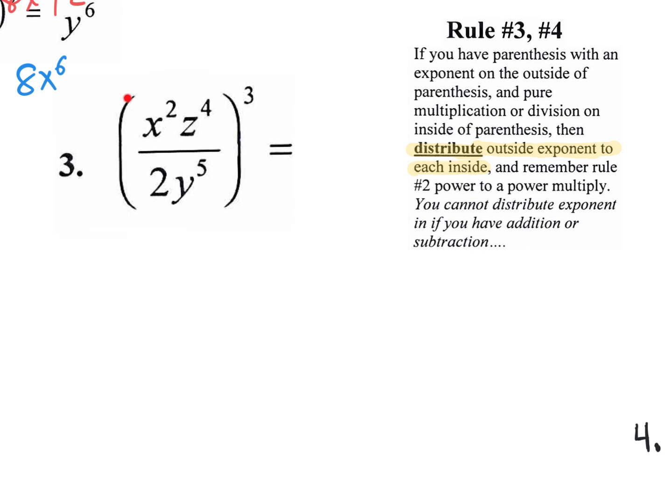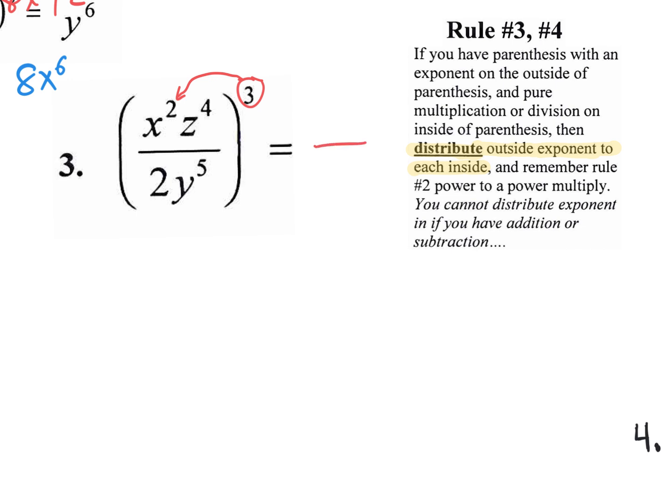So you're going to write down some big giant parentheses. You're going to put the power of 3, and on the inside you have the fraction x squared z to the 4th over 2y to the 5th. And again, whenever you see parentheses with an exponent on the outside, that should remind you of what you need to do. That you need to distribute that outside exponent to each inside exponent. And of course, you're going to be multiplying those exponents. So if I take this power of 3 and I distribute it to the power of 2, I'm going to multiply it. 2 times 3 will be 6.